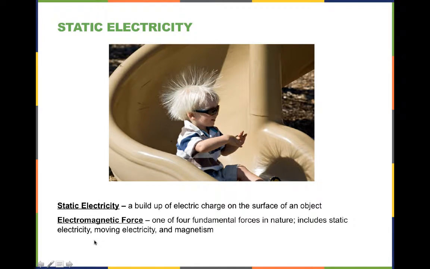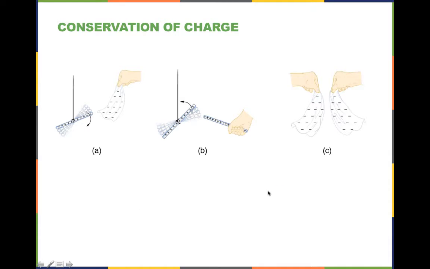Electromagnetic forces, which we will begin to talk about with this chapter, is one of the four fundamental forces in nature. The four fundamental forces in nature include static electricity, moving electricity, and magnetism. All of these are associated with electromagnetic force. And then also gravity is one of those four fundamental forces.